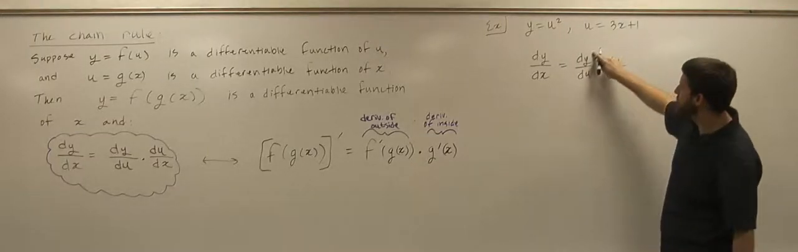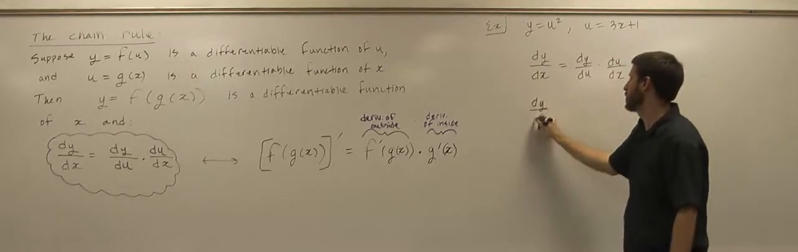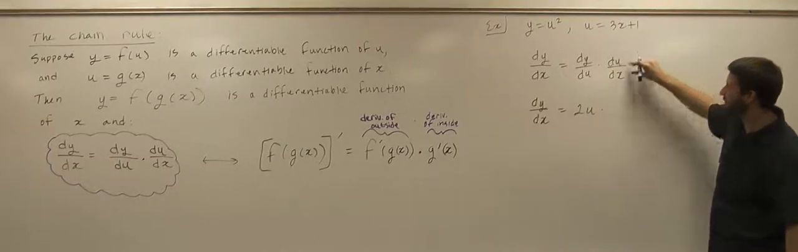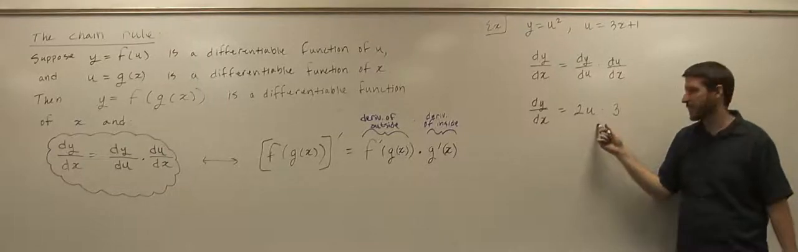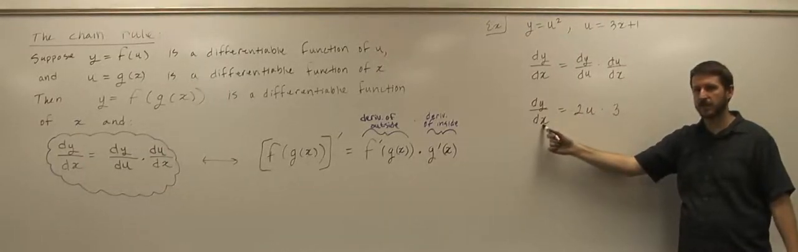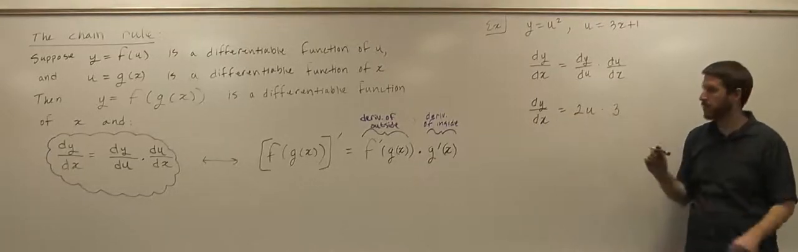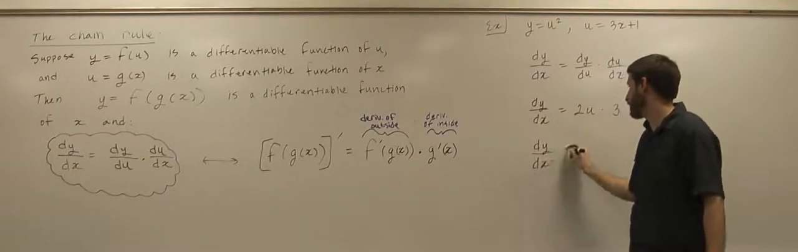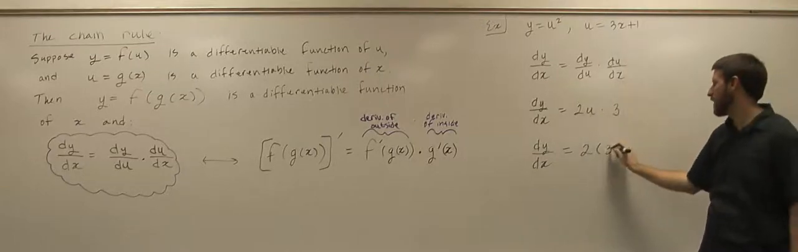So I know dy/du is equal to 2u, and I know du/dx is equal to 3. But you're not going to leave your answer like this because you want dy/dx, which is a function of x. Everything's supposed to be with respect to x here. So you have to substitute in. So dy/dx, because you want a function of x, you would do 2, but then instead of u, you would write 3x plus 1.